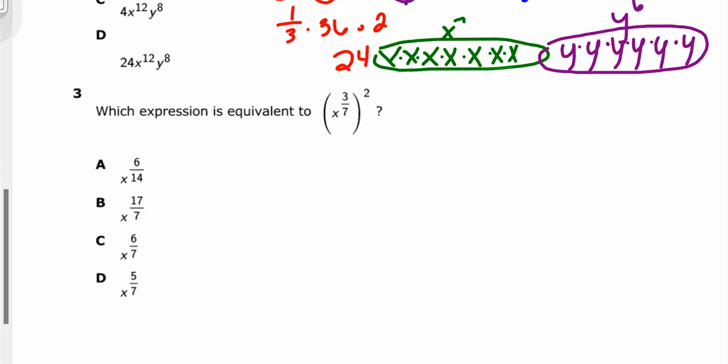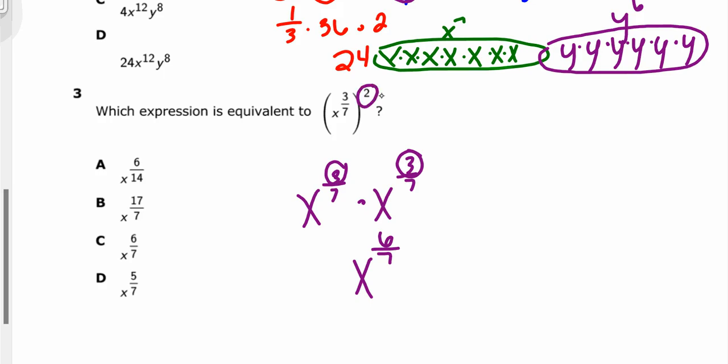Okay, which expression is equivalent to x to the 3/7 to the 2nd power? That's like x to the 3/7 times x to the 3/7. And a lot of people wanted to go ahead and put these denominators and make them 14. But if I have 3/7 and then another 3/7, mathematically I have 6/7. So really it was just my numerator that added together or multiplied by this 2. So x to the 6/7 would be my correct answer. So C.